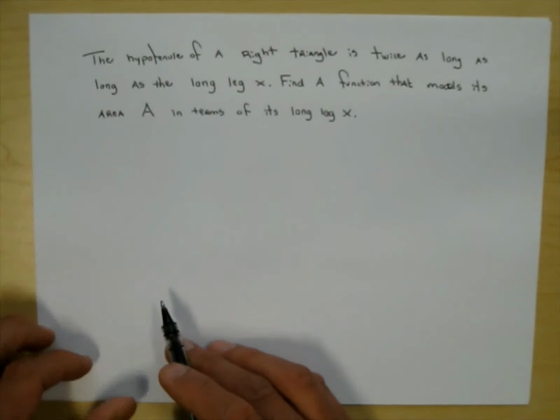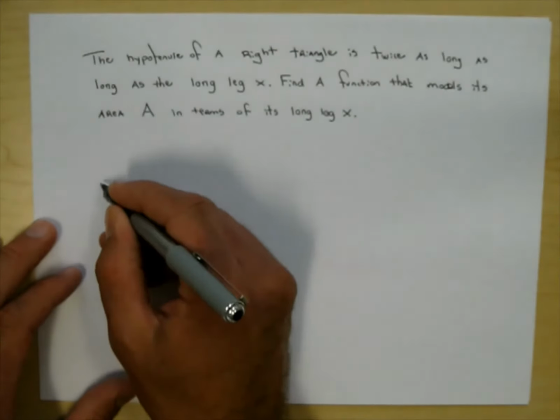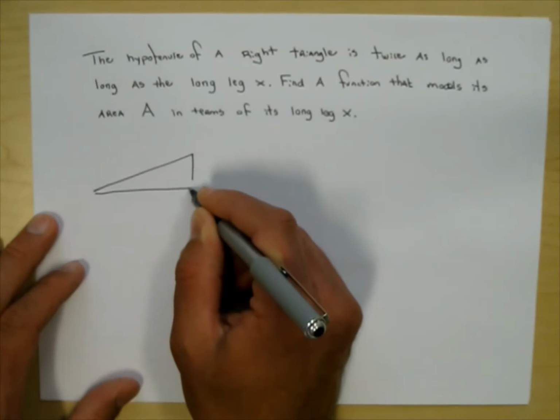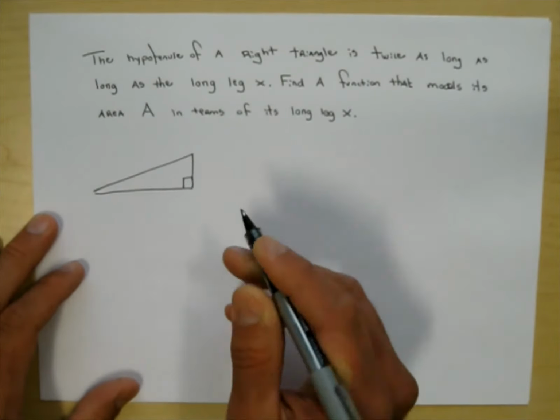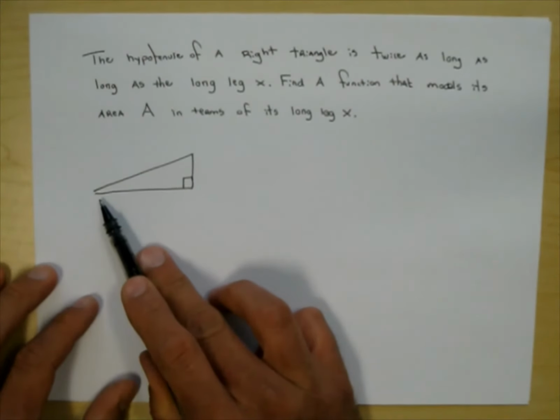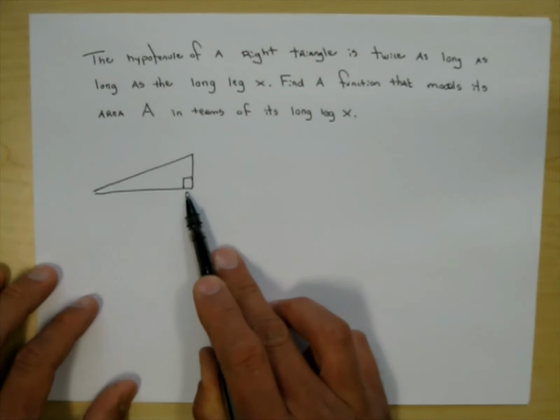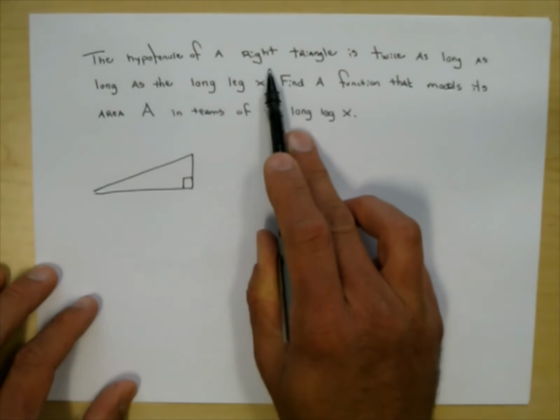The hypotenuse of a right triangle. So what I'm going to do is I'm going to draw a right triangle. The hypotenuse is that long side. It's the side that's across from the 90-degree angle, because it is a right triangle.